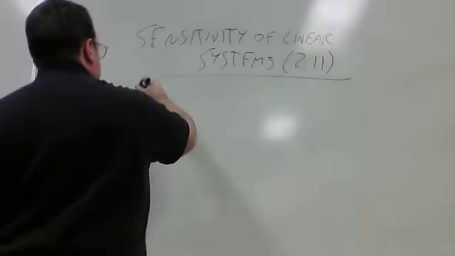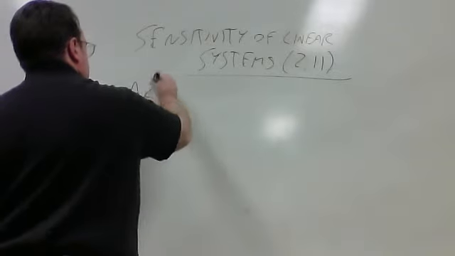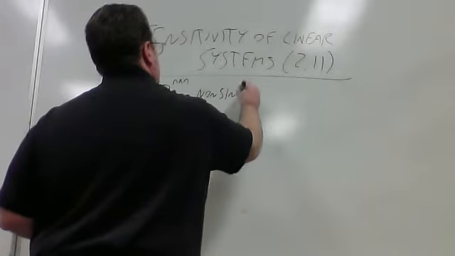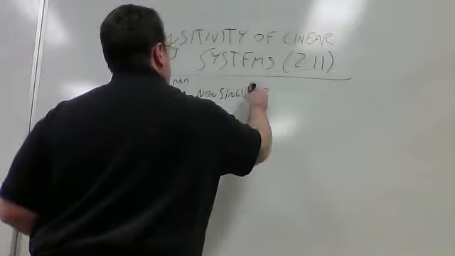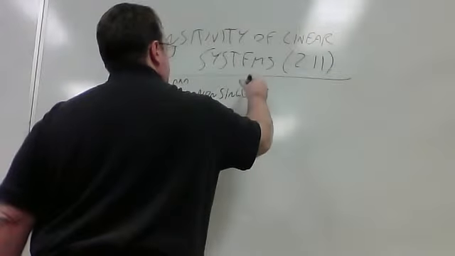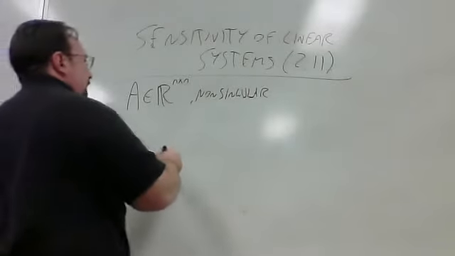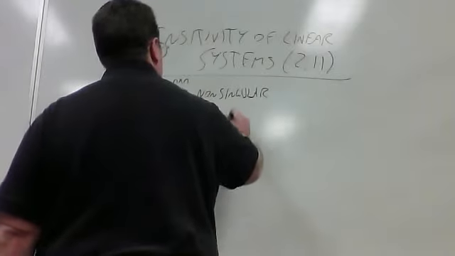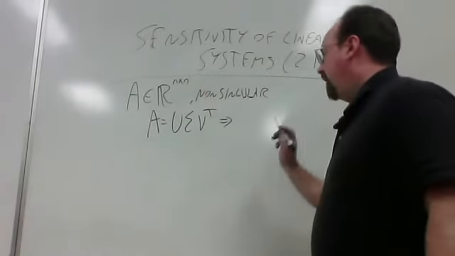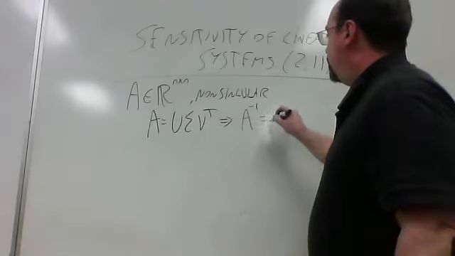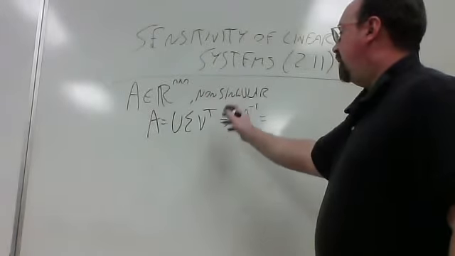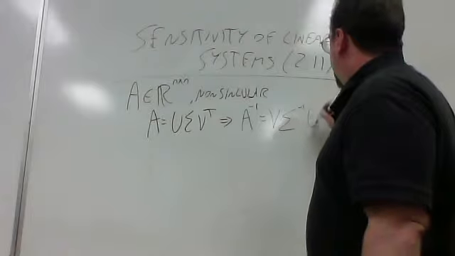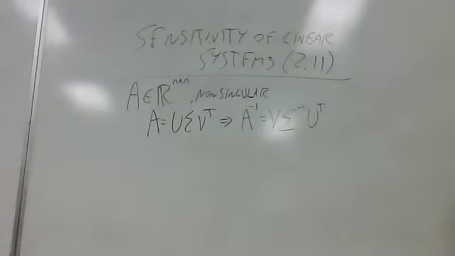Now, let's suppose that A is invertible, or non-singular. Then it turns out I can express the inverse of A using the SVD. If A is U sigma V transpose, and A is invertible, then all these matrices in the SVD are invertible. So A inverse is going to be V transpose inverse, but that's just V, sigma inverse, then U transpose. So that's the SVD of A inverse.